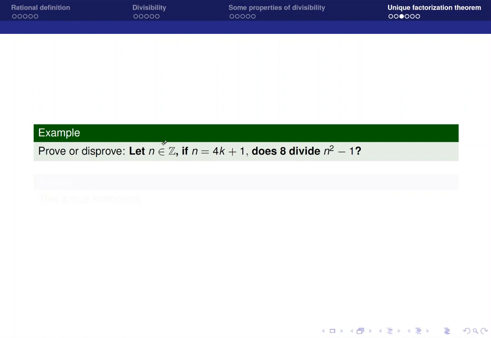Remember, this is an example of a universal because it's saying n could be any integer. So let's give it a shot. Let's see if we can find an n that looks like 4k plus 1. So for example, 9. This is perfect because 9 is 4 times 2 plus 1.